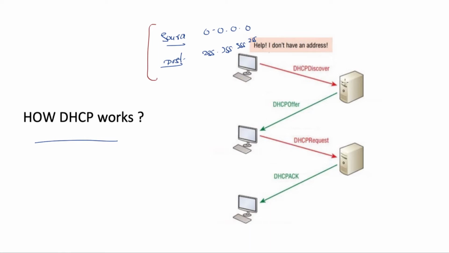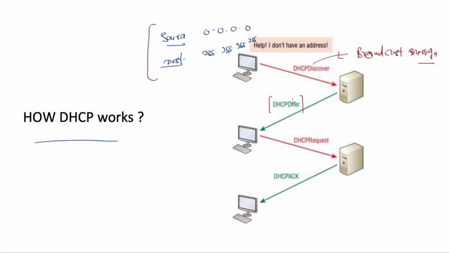Now since this message is a broadcast message, it will be sent to every other host including the DHCP server, right? Broadcast message. Then once the DHCP server sees this message, it sends a DHCP offer. So it says that, see, I have one offer for you, it's up to you whether you want to accept this offer or not.